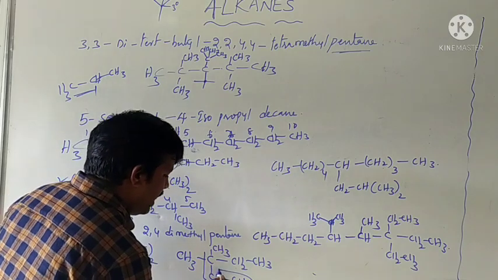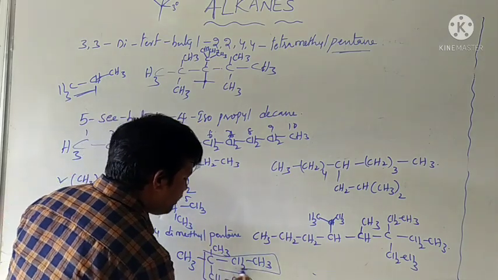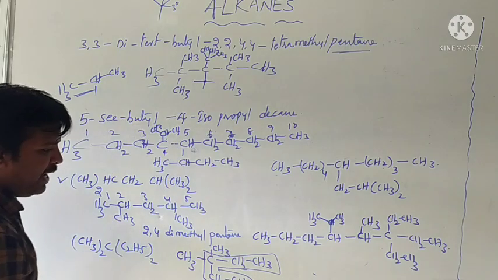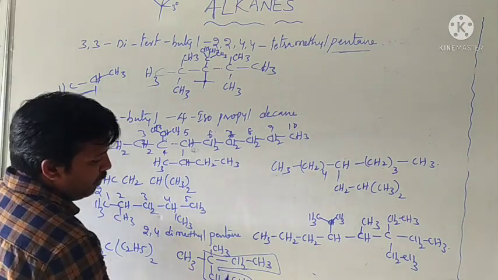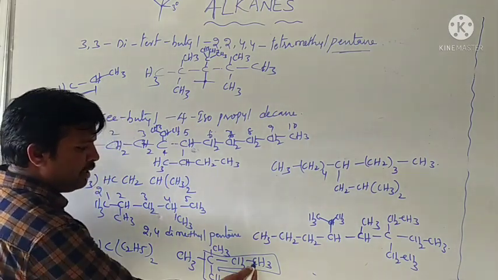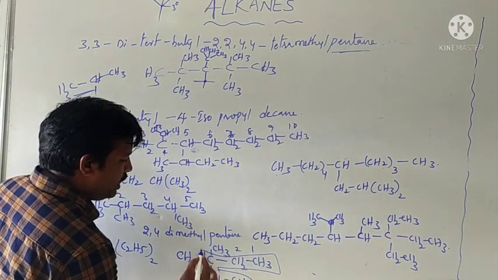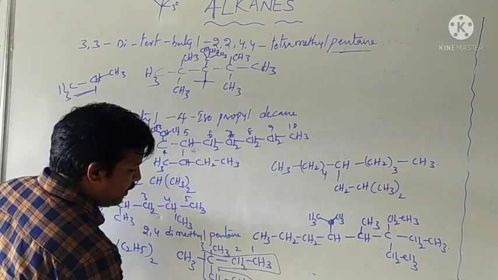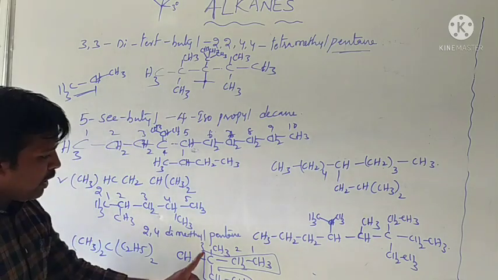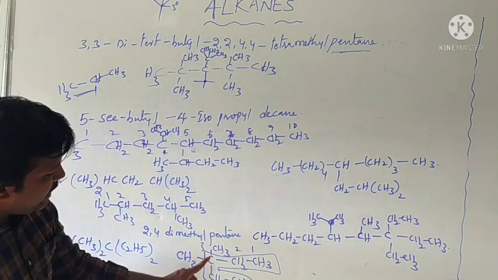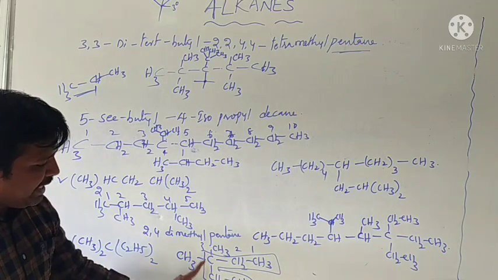Therefore, this is the main carbon chain, 5 carbons. Therefore, okay, numbering starts from up to down or down to up. Anyone is correct. Therefore, 1, 2, 3, 4 and 5. What is that? 3 and 3. 2 methyl substituents present at 3rd position.